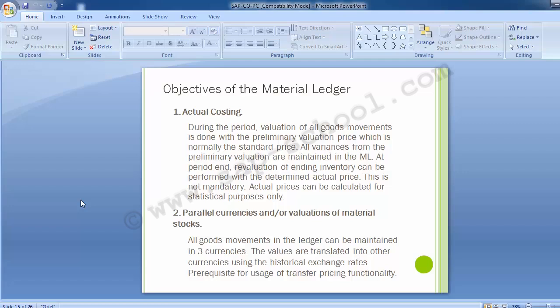At period end, the revaluation of ending inventory can be performed with the determined actual price. This is not mandatory. Actual prices can be calculated for statistical purposes only. The other objective is parallel currencies and valuation of material stocks. All goods movements in the ledger can be maintained in three different currencies. The values are translated into other currencies using historical exchange rates. It is a prerequisite for the use of the transfer pricing functionality, that is, to maintain the historical exchange rate.